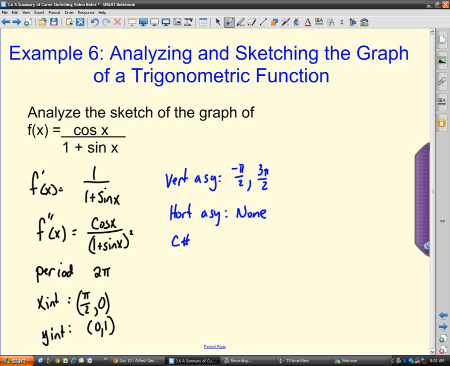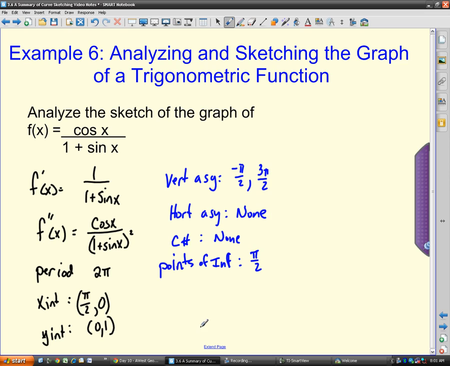Points of inflection. Basically, when I set this equal to 0, it's going to be cosine equals 0 at pi over 2. So there's a point of inflection. And then basically we have our test intervals that we're going to use.